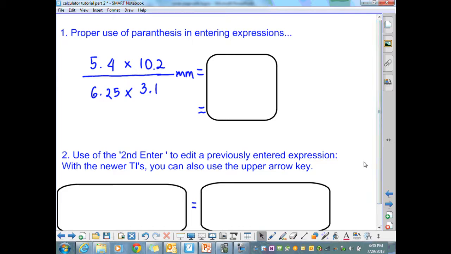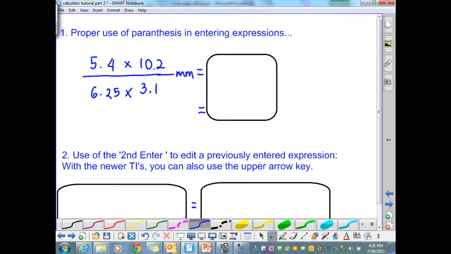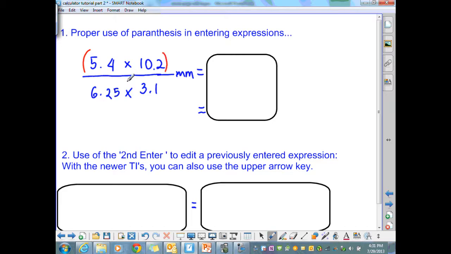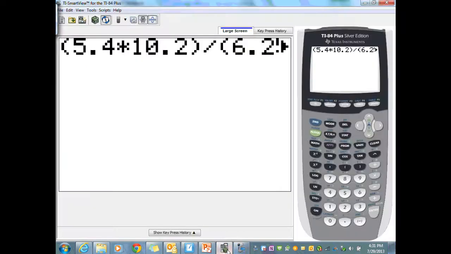So the first thing I'd like to point out is the proper use of parentheses as you're entering your expressions into the calculator. So for example, to enter this expression that we see on the screen, we need to use a set of parentheses to include the numerator and another set of parentheses to include the denominator. Because if we don't do that, once you enter the division sign, the calculator will assume you're dividing 10.2 by 6.25, but then it will multiply the entire expression by 3.1. Now let me show you what I mean by that. Let's go to the calculator screen.